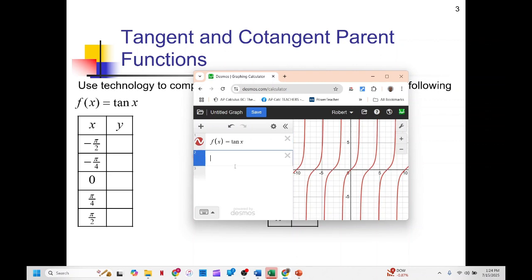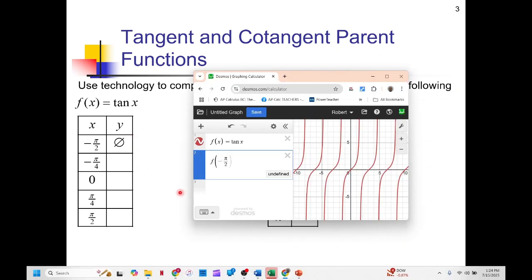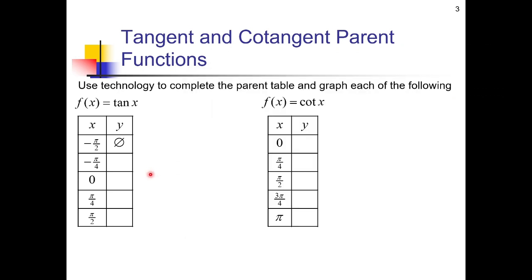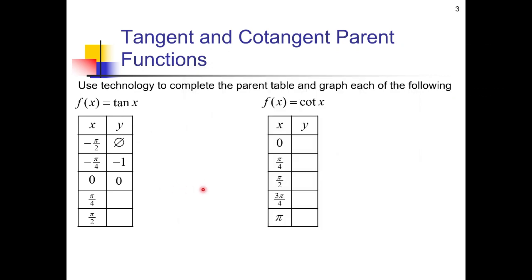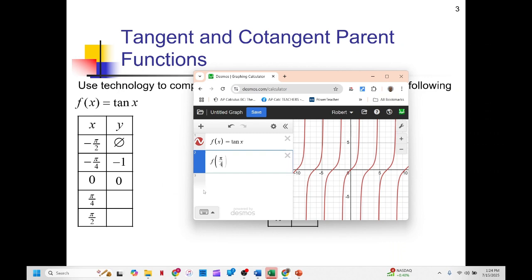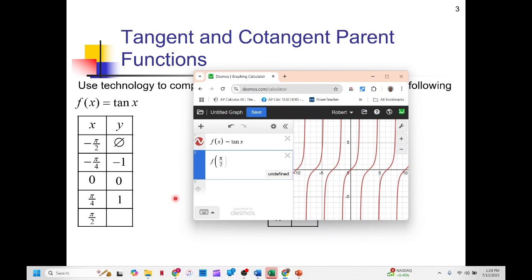So let me come up with a few of these values now. So we have f of negative pi over 2. And that comes out to undefined, okay? And I'm going to use this little empty set symbol to signify undefined. Let's do negative pi over 4. And that's going to be exactly -1. And I could figure all of these out just using unit circle trig, but we're just speeding up the process here. And then tan of 0 is 0. Great. Tan of pi over 4 is 1. And then we've got tan of pi over 2, which is undefined.